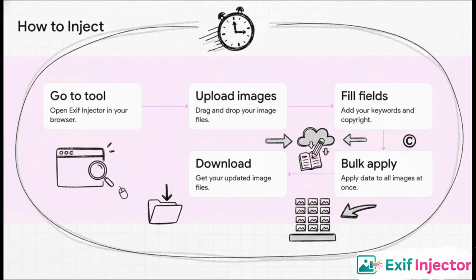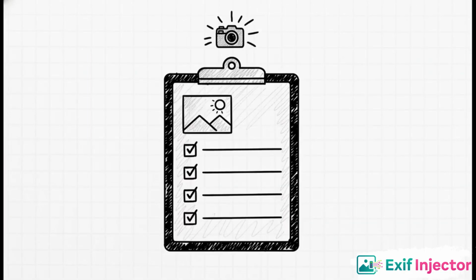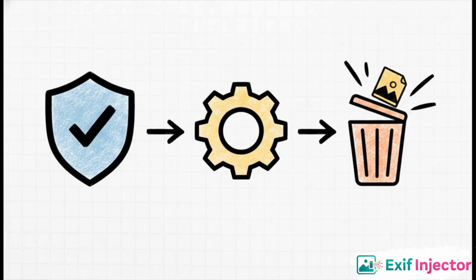The best part? This whole 5-step injection process takes less than 2 minutes from start to finish. Just make sure to hit the absolute minimums: title, description, keywords, copyright, and creator. Worried about privacy? Don't be. Reputable tools immediately delete your files from their servers after processing.